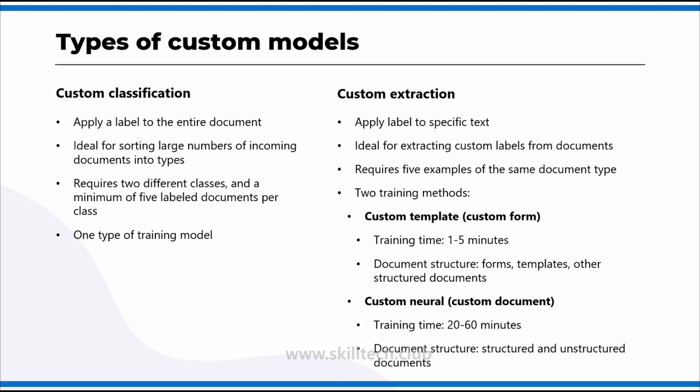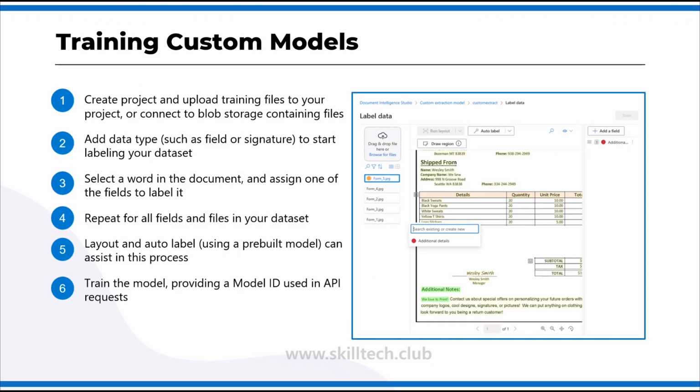Basically, we mostly start with the custom template model first because it takes minimum training time, which can be 1 to 5 minutes maximum. This is perfect for document structures like forms, templates, or other structured documents. If you have totally unstructured documents or complex structured documents, then you can go for the custom neural model, and that is going to take a minimum of 20 to 60 minutes to train. This is a screenshot showing how you can train a custom model.